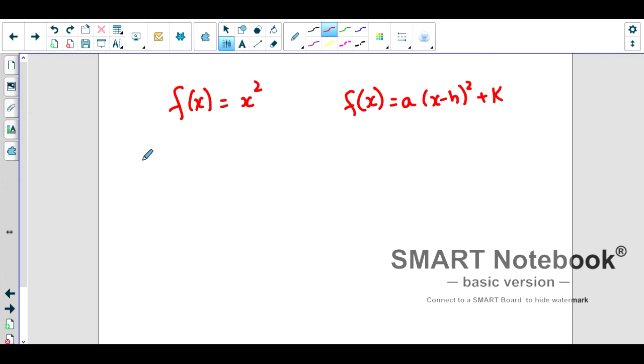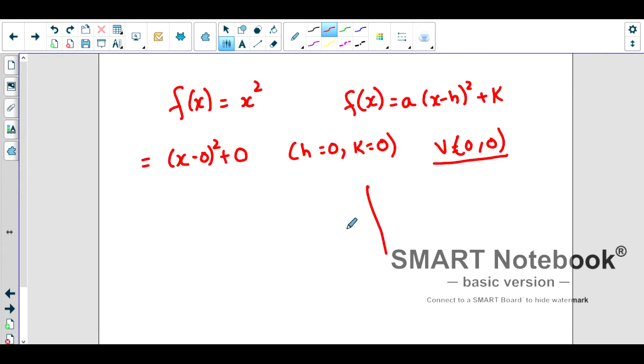So if I rewrite it, it's what? a is 1, (x minus 0) squared plus 0. It means the value of h is 0 and the value of k is also 0. So the vertex of this function is what? (0, 0). And we know that the vertex is the point where the graph turns, where the parabola turns. This is the vertex of this graph.